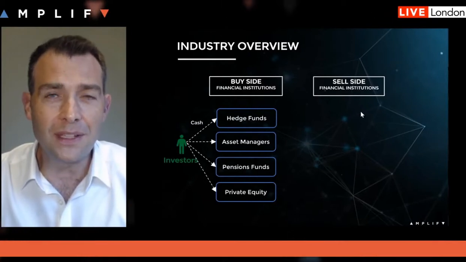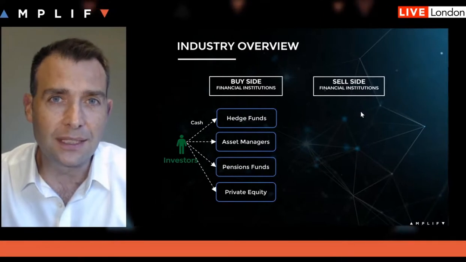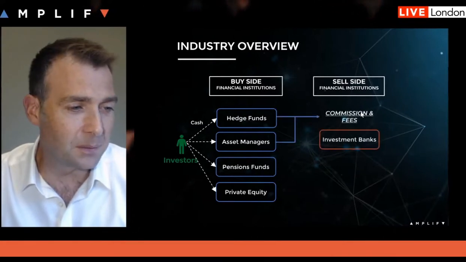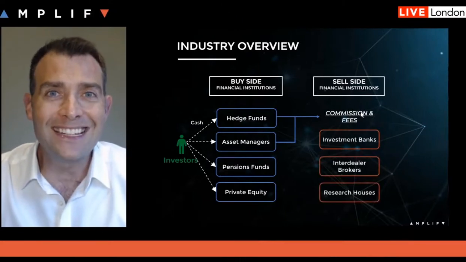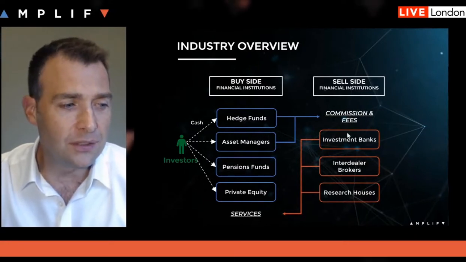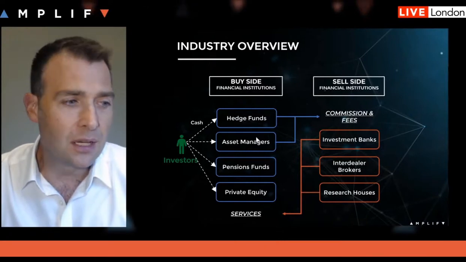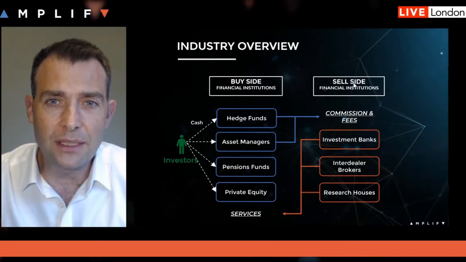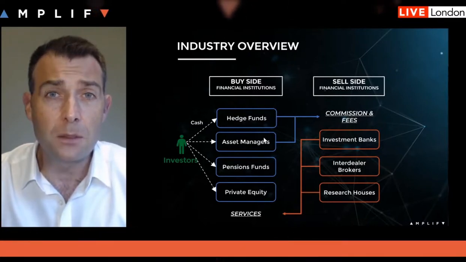Now, in order to invest those funds and generate a return, they need to use the services of the sell side. We call it the sell side because companies such as investment banks, interdealer brokers, or research houses are selling a service to the buy side, okay? So services go from the sell side to the buy side, and for those services, the buy side pay commission and fees. So you have the sell side of the industry selling a service to the buy side of the industry who buy that service.